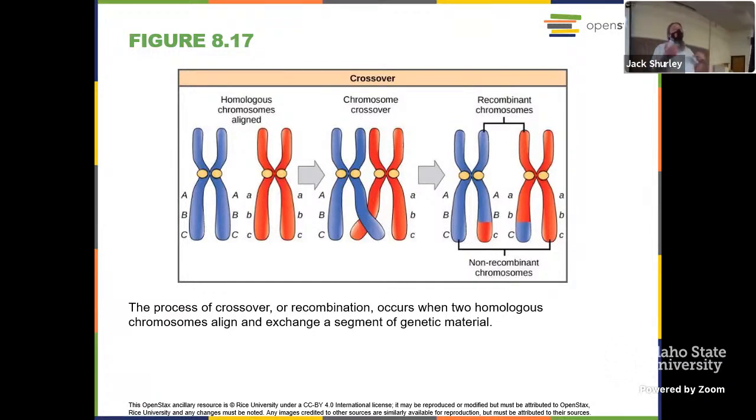The random assortment, the independent assortment with that, and the crossing over all gives us potentials to have alterations in these chromosomes within the gametes, right? That aren't the same as what you see in your own normal body cells, your somatic cells. Different.